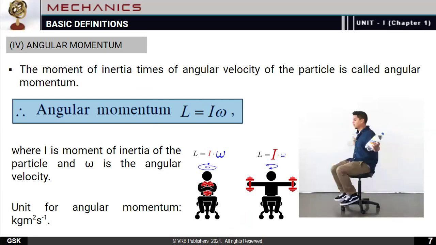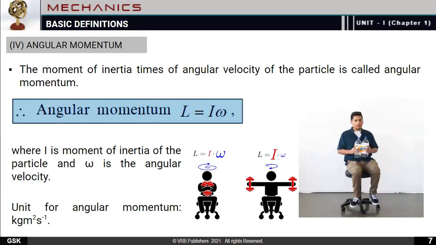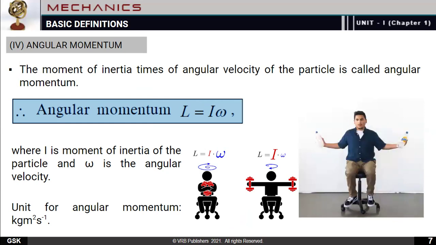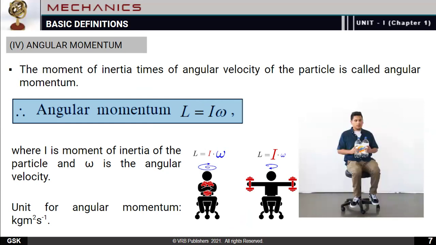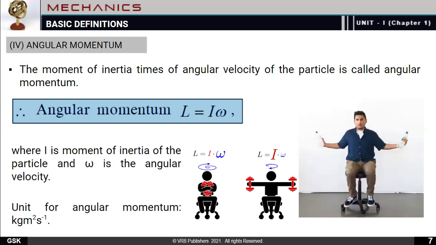Comparing to the second figure, L is equal to I omega. Here, the man stretches his hands out and his spinning is slow, because the moment of inertia is high when the hands are stretched away, and the angular velocity automatically decreases. See the figure; it can be explained by the video. What happens when the man stretches his hands out, and what happens when the man closes his hands?